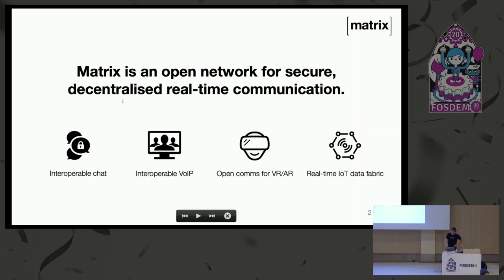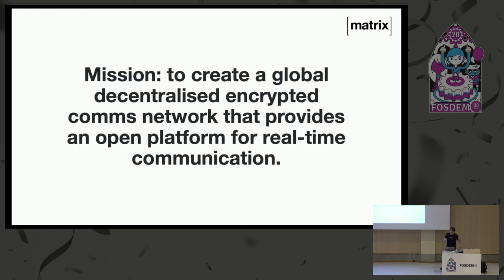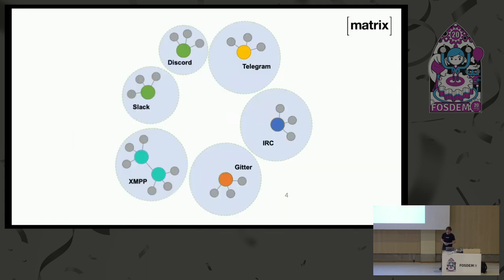So, Matrix, it's an open network for secure, decentralized, real-time communication. Use it for chat, VoIP, VR, AR, IoT. It's basically a big multiplayer pub-sub database. Anybody can store data in it of any kind. They can subscribe to it on other servers. It's meant to be, and it is, the missing communication layer of the web itself. So the whole idea is to have a global open comms network, which is standards-based and provides an open platform for real-time comms, just like the web, but for real-time communication.